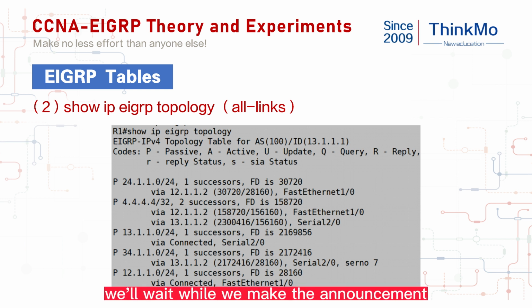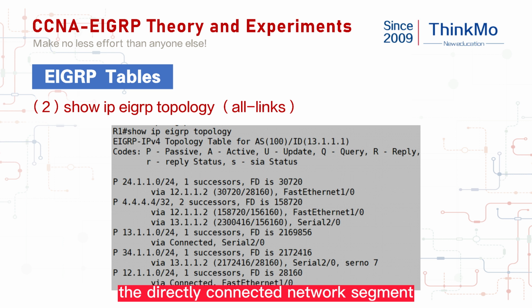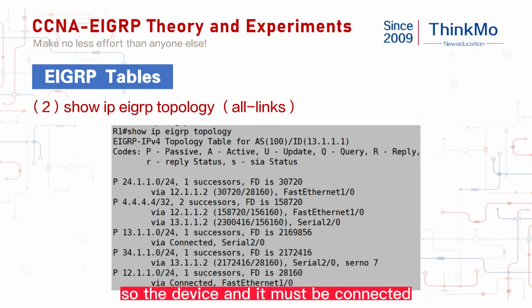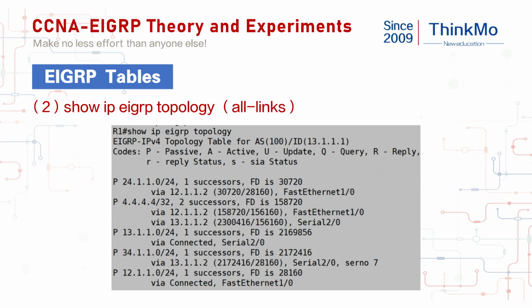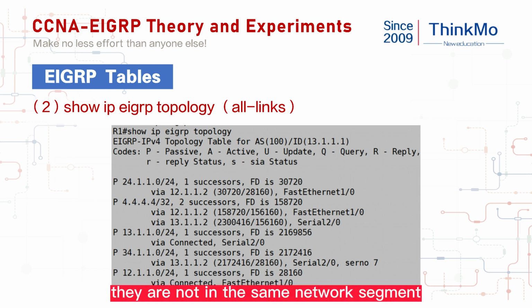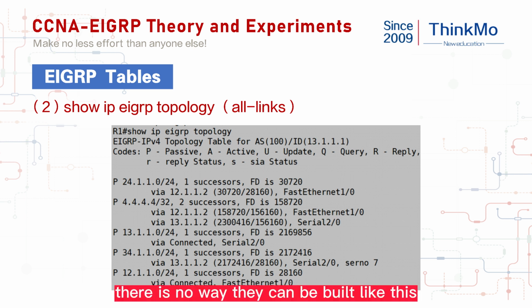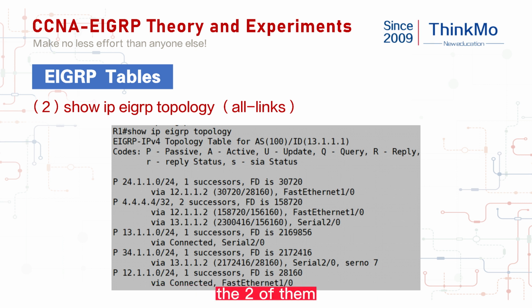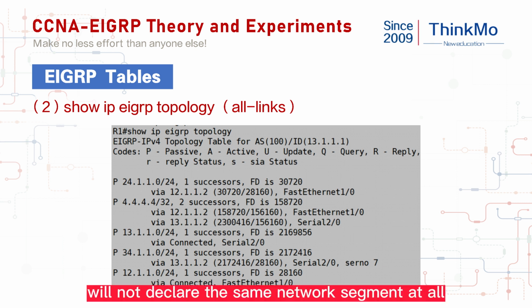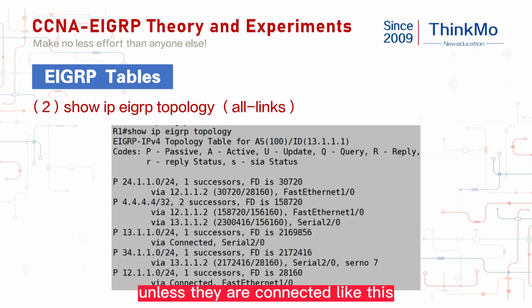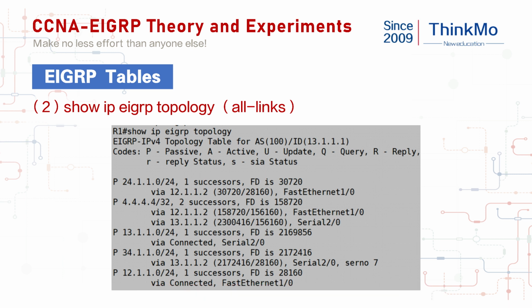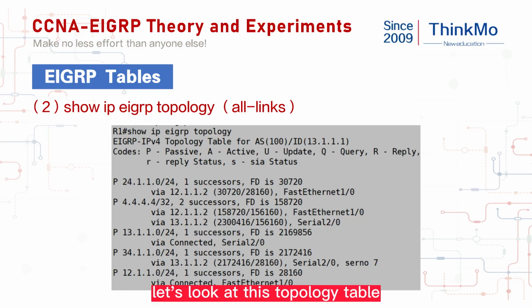We'll wait while we make the announcement. The device needs to declare the directly connected network segment between it and its neighbors. So the device and it must be connected. Otherwise, they are not in the same network segment. There is no way they can be built like this. If they cross network segments, the two of them will not declare the same network segment at all, unless they are connected like this. Let's look at this topology table.